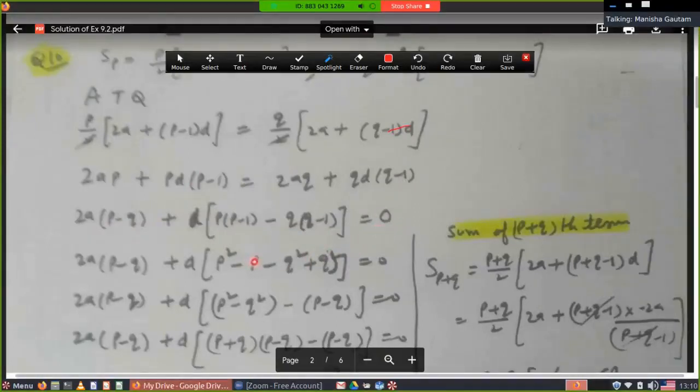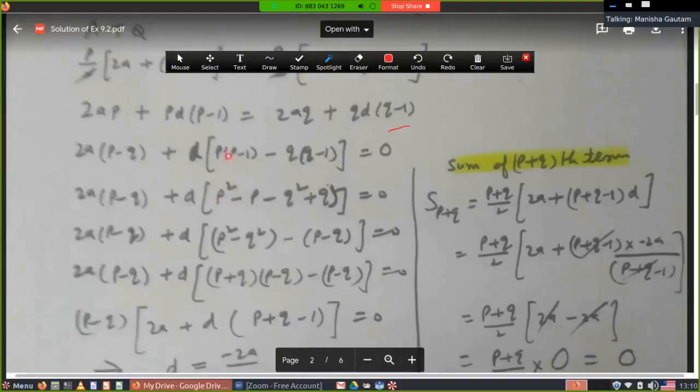Now for the factorization, collect the terms. First of all, multiplying out, P square minus P, this is Q square minus Q, and equal to 0. P square minus Q square in the first group, and in the second group take the minus sign common and put P minus Q in the bracket. Now this is the a square minus b square formula, a plus b, a minus b. So you can write P plus Q into P minus Q. From the whole statement, you can take common P minus Q because every term is having P minus Q. What is left here? 2A plus D into P plus Q minus 1 equal to 0.